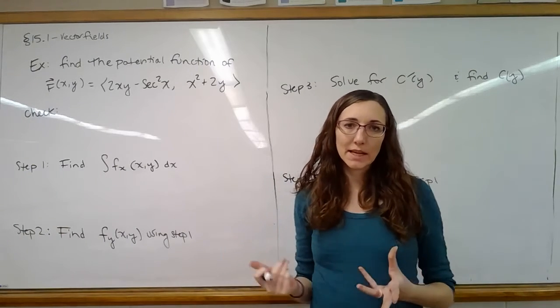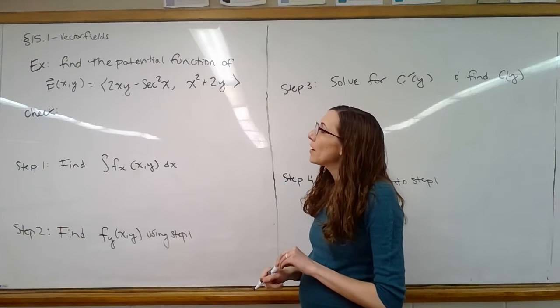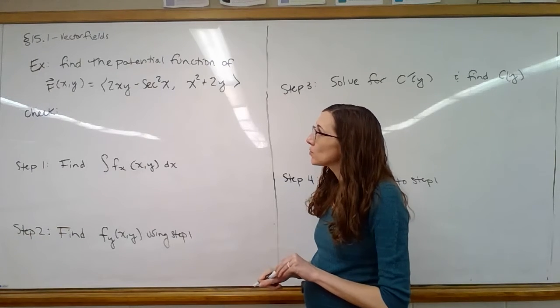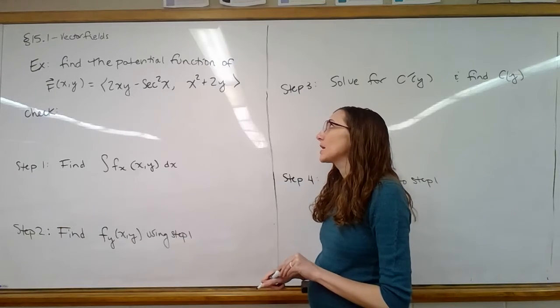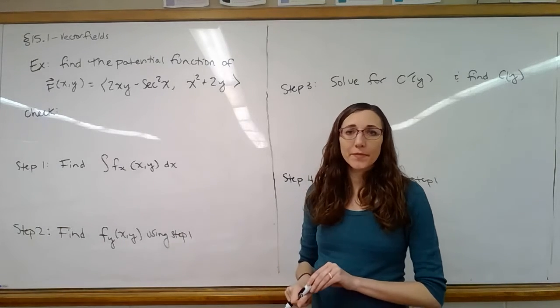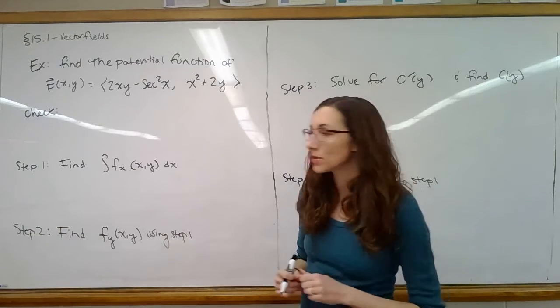All right, so let's try this again. So let's try to find the potential function of F of x, y equals (2xy minus secant squared x, x squared plus 2y). So first off, let's check and make sure that it is actually a conservative vector field.